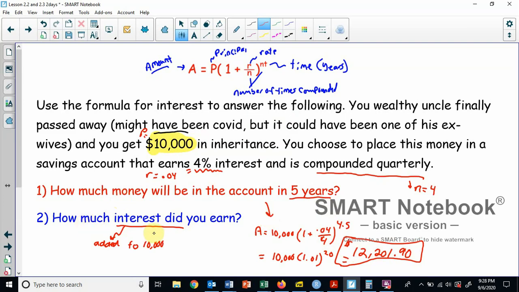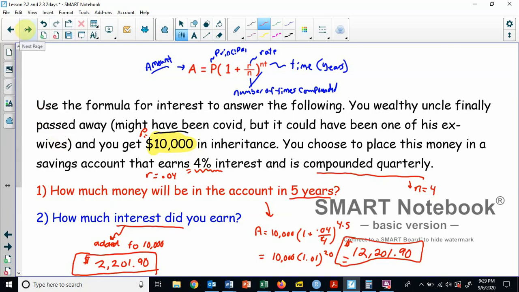If they ask you how much interest you earned, that's not the total amount in your account. That's how much it changed by. And this is an easy subtraction. If I were to subtract those off, it changed by what? $2,201.90. That's how much I gained. Okay, so not too hard of a problem. Just subtract the 10,000 from it. Okay, so we could ask you both of those on the test.